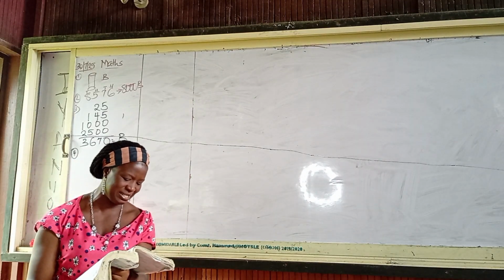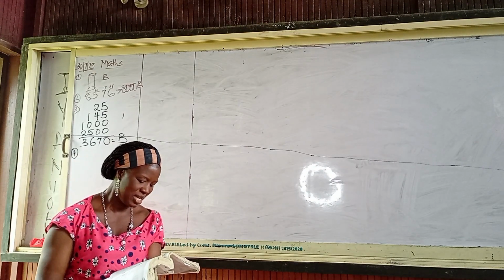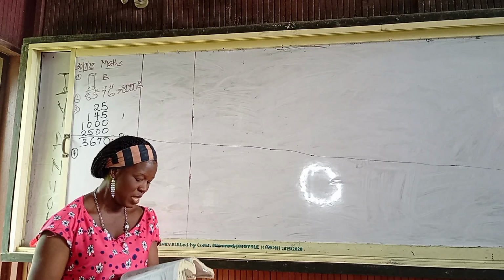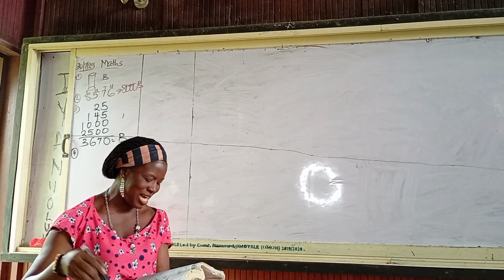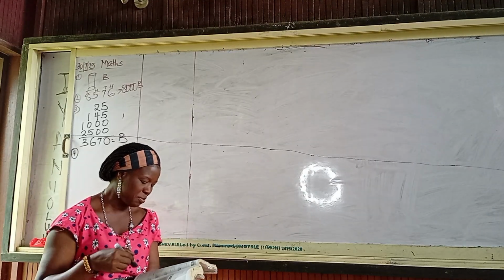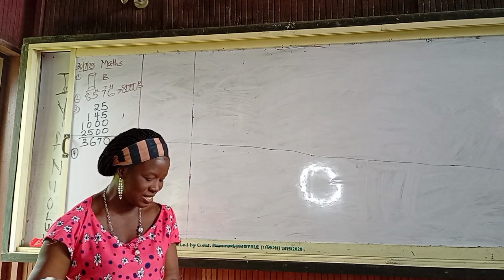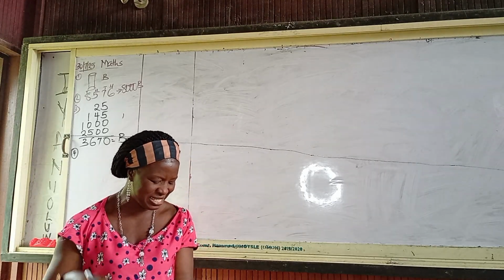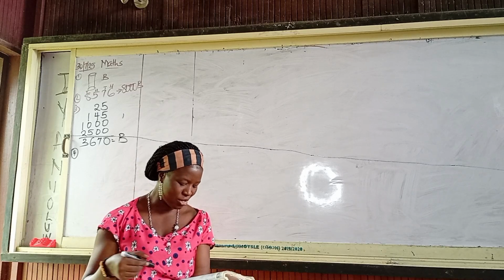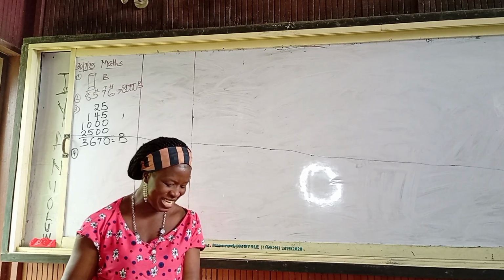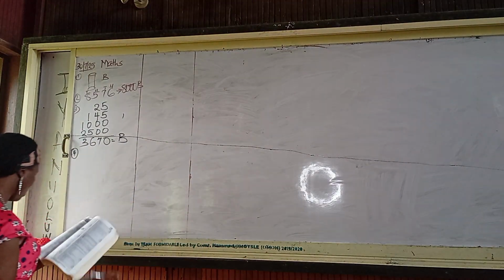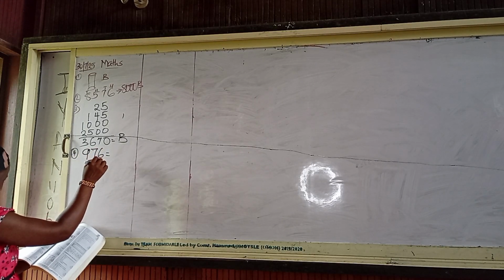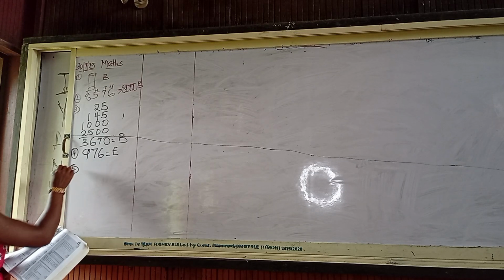So now to number 4. Express 9,076 in words. The first one says 60,076, which is 1. Option B says 9,076, which is 1. Option C says 9,067, which is 1. Option D says 967, which is 1. And option E says 976. 976, which is option what? Option E.